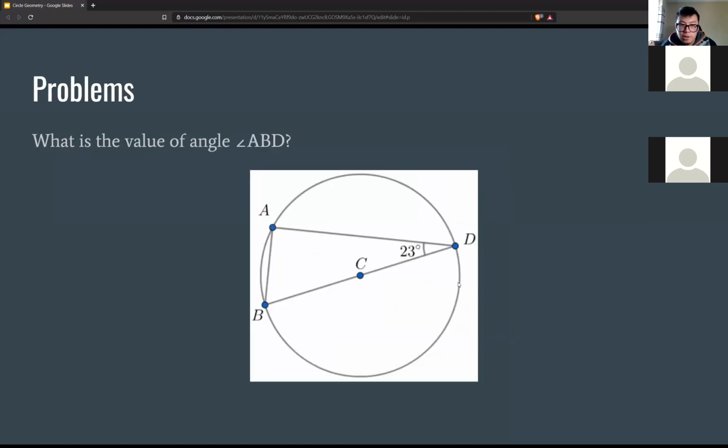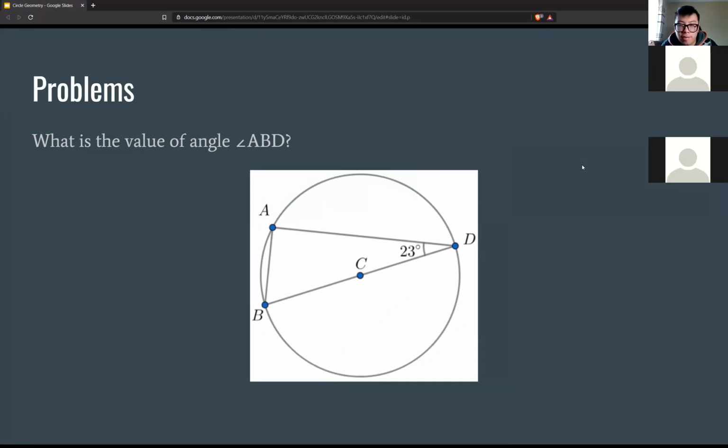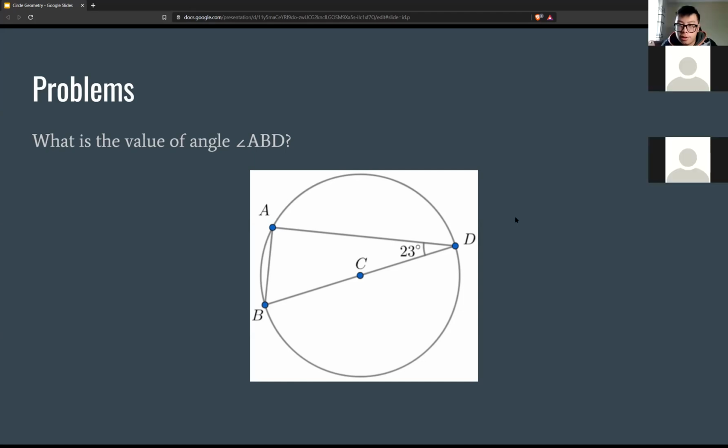All right, let's have this problem. What's the value of angle ABD? So this angle right here. I'll give you guys a moment to solve that. Just give me a notification if you have the answer, and I'll unmute you, or you can type your answer in the chat. Does anyone have an answer for this?